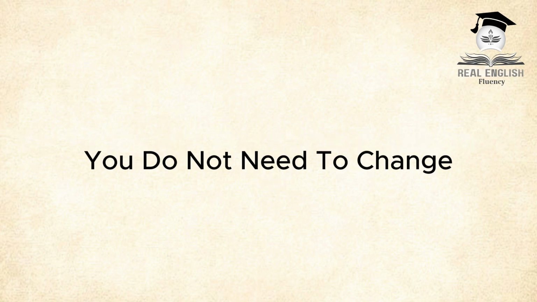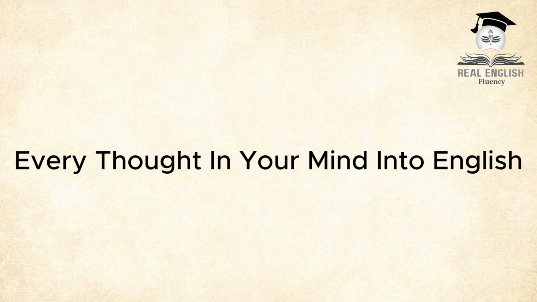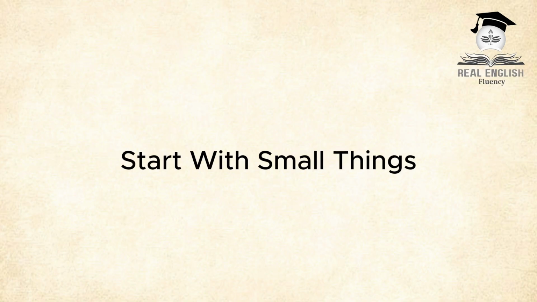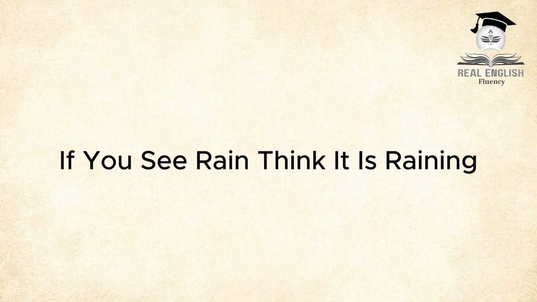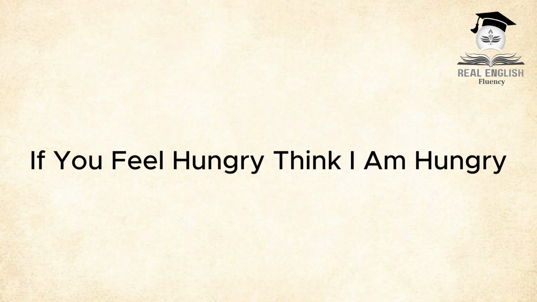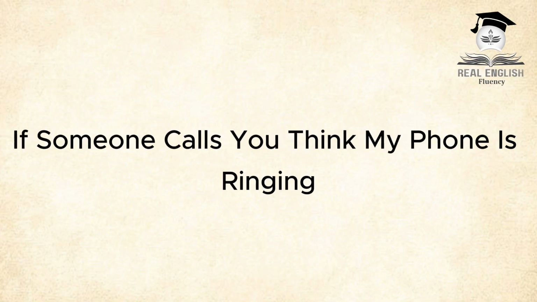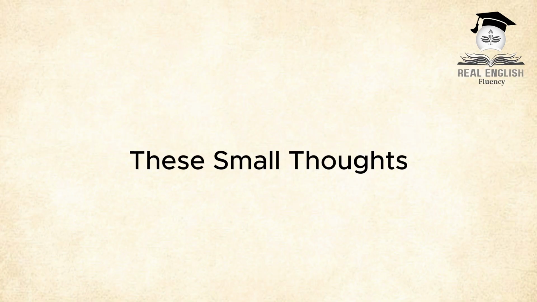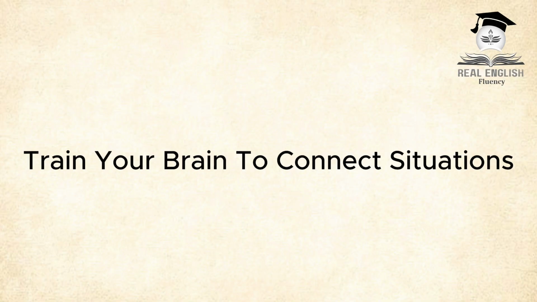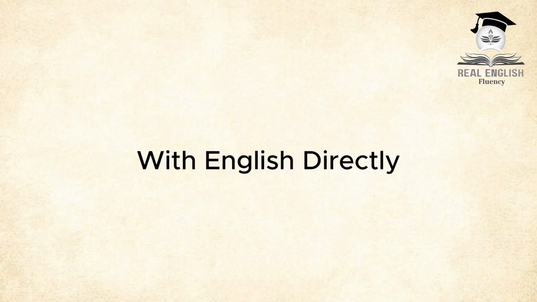You do not need to change every thought in your mind into English. Start with small things. If you see rain, think, it is raining. If you feel hungry, think, I am hungry. If you need to leave, think, I have to go. If someone calls you, think, my phone is ringing. These small thoughts train your brain to connect situations with English directly.